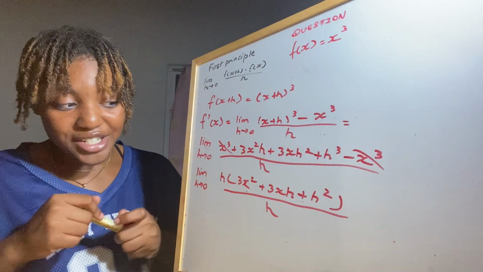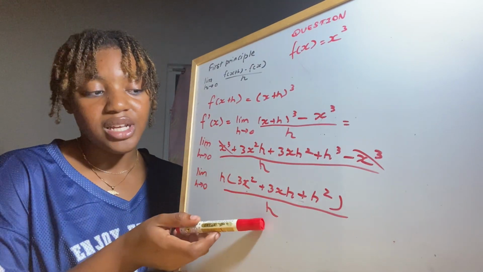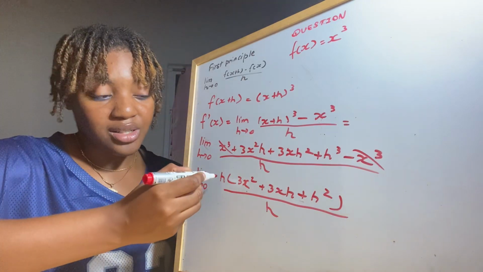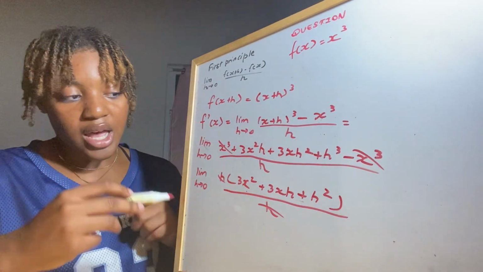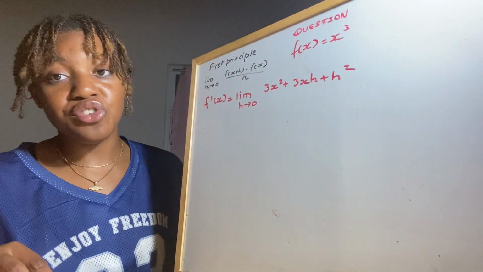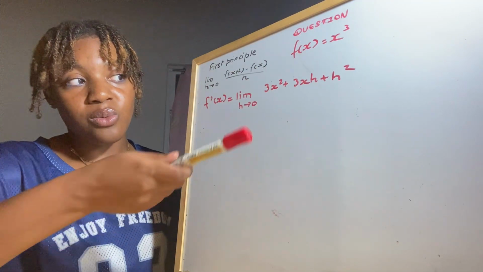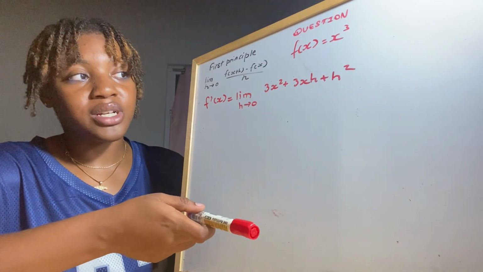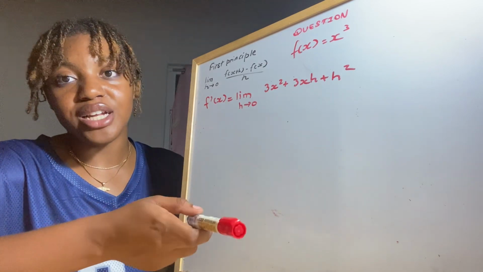So we have the h in the numerator right here and the h in the denominator. We're going to cancel it. We're going to cancel the 2, and we're going to be left with this numerator. When we cancel the h in the numerator and denominator, we're left with 3x squared plus 3xh plus h squared.